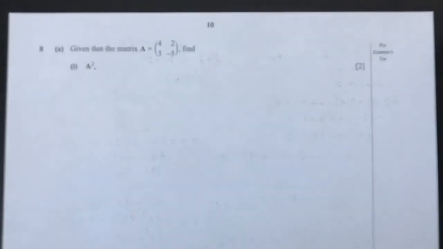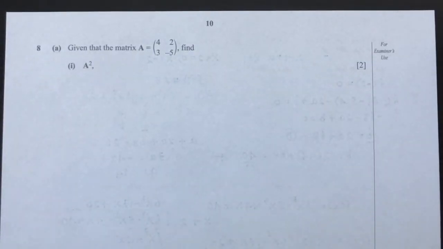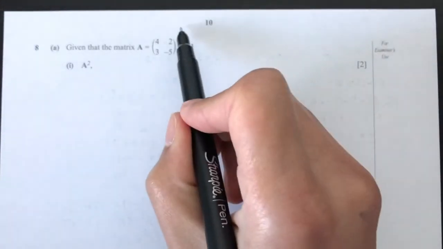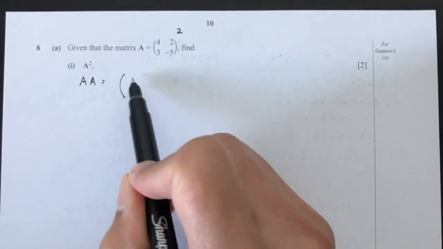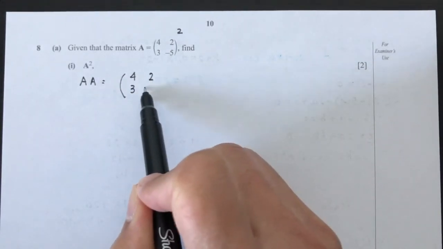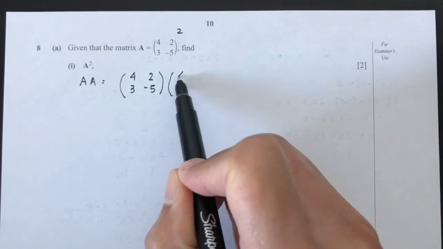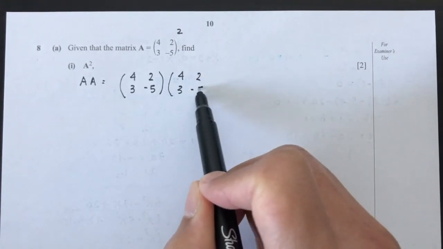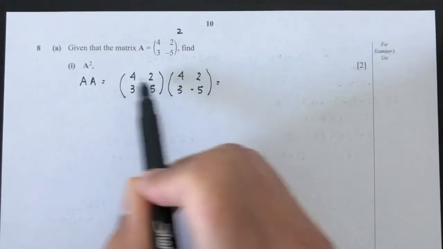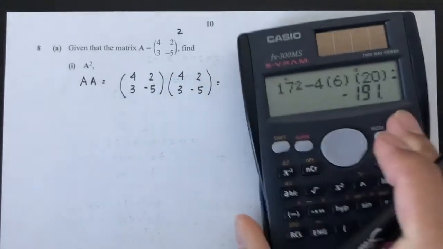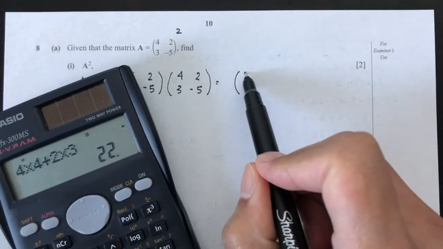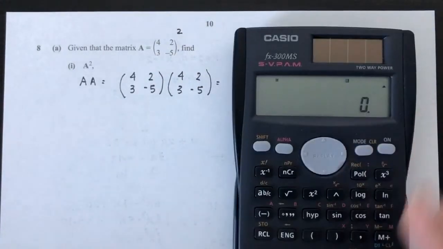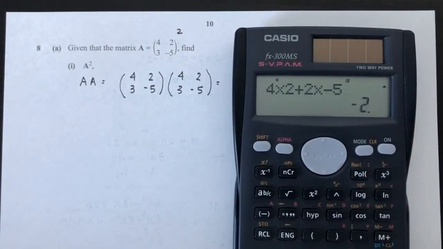So we have a matrix A given to us, and we have to find A square. Now be careful, A square is really A times A. Okay, now it'll be 4, 2, 3, minus 5, times 4, 2, 3, minus 5. Rows by column, rows by column. So this is how you multiply matrices, rows by column. So 4 times 4 plus 2 times 3, that will be 22. So 4 times 2 plus 2 times minus 5, that will be minus 2.